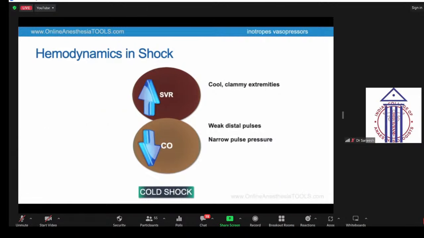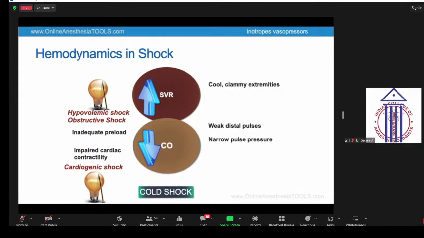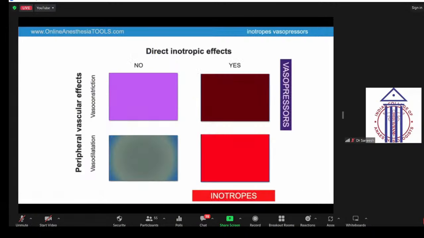In cold shock, SVR actually increases. Cold, clammy extremities are the clinical finding. Reduction in cardiac output will result in weak distal pulses and narrow pulse pressure. We conventionally call it cold shock, as in case of hypovolemic shock or obstructive shock. Remember, the key point underlying is inadequate preload. Impaired cardiac contractility results in cardiogenic shock, as in case of acute myocardial infarction.